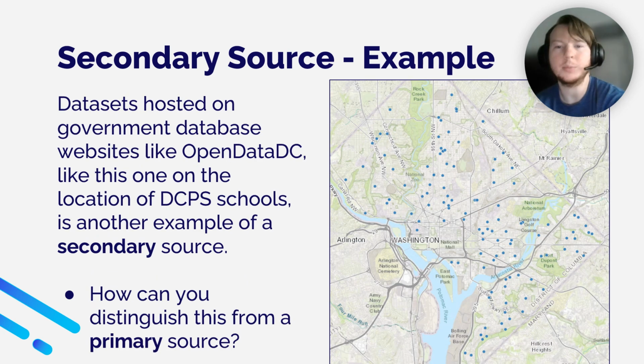And the other example we've got here is this Open Data DC dataset on DCPS schools. In this case, it hopefully is clear to students that the schools themselves are the primary source of data, with Open Data DC serving as a summarizing and thus secondary level source.